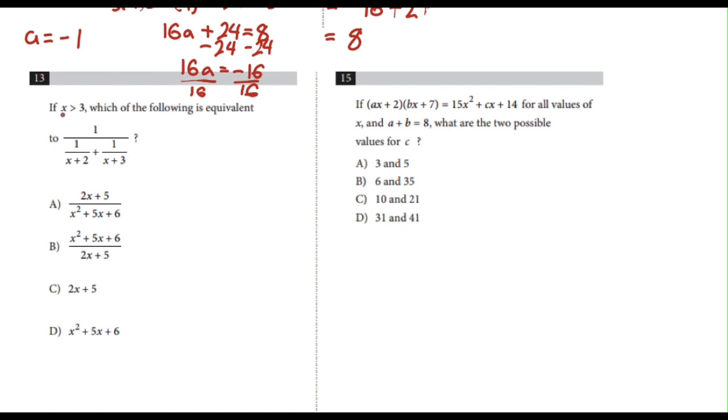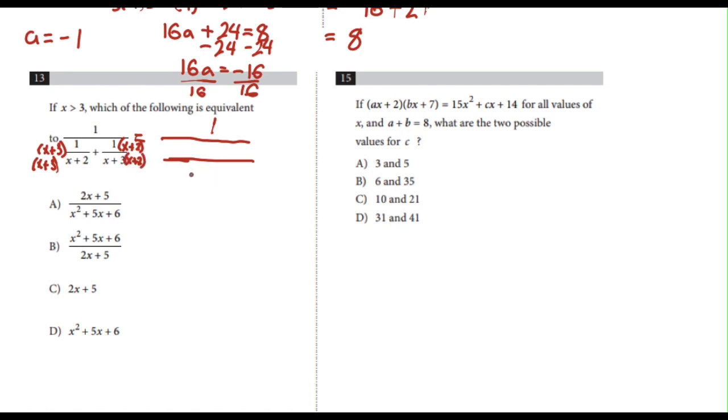For number 13, we have x is greater than 3. Which of the following is equivalent to this fraction that we have here? Our first step is to get the same denominator on the bottom. So we'll have 1 over, and in order to get both of these fractions to have the same denominator, we need to multiply the left fraction by x plus 3 on the top and on the bottom. And for the fraction on the right, we have to multiply top and bottom by x plus 2.